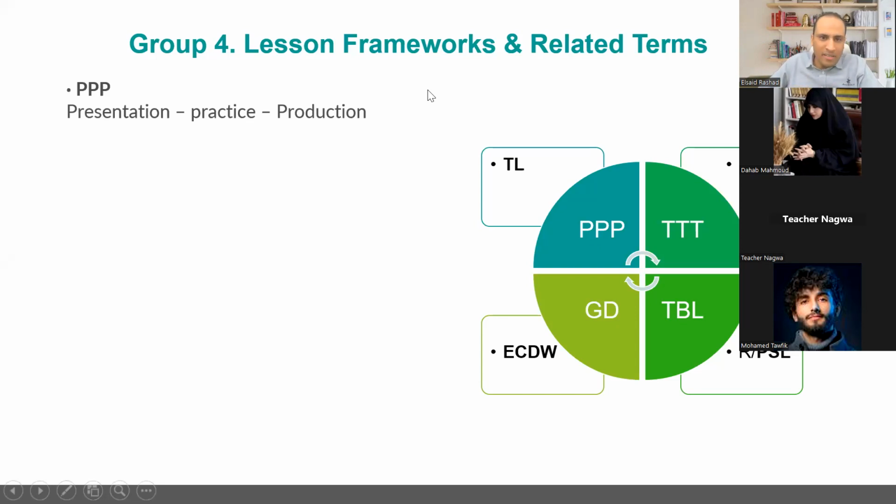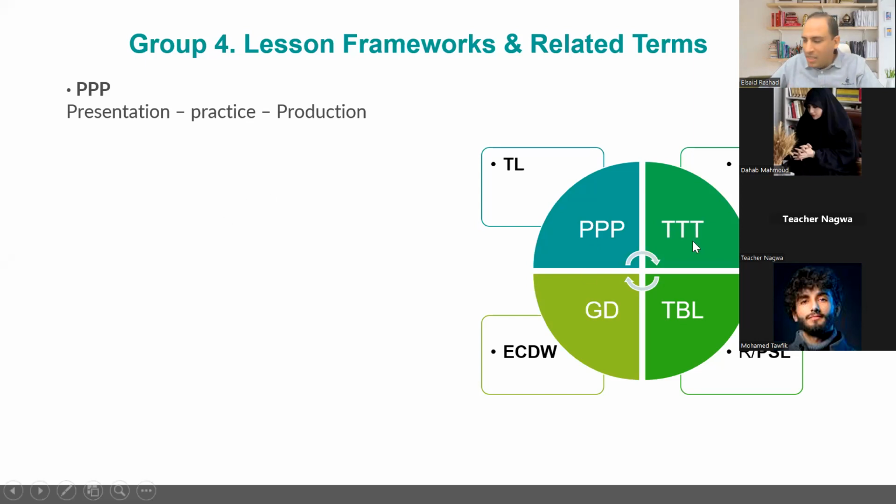If you don't have a text, you can just present the target language, vocabulary or grammar, and then you can give your students controlled and semi-controlled practice activities, and then you can invite them to write something or to speak about something. That's simply it.